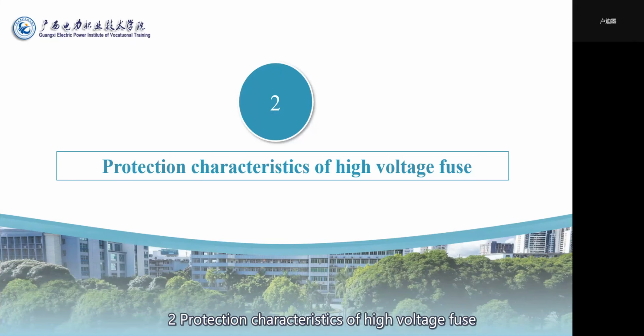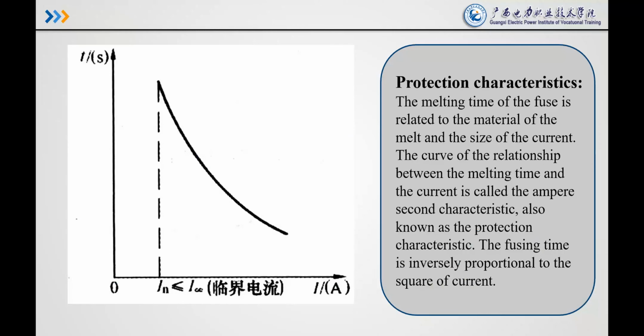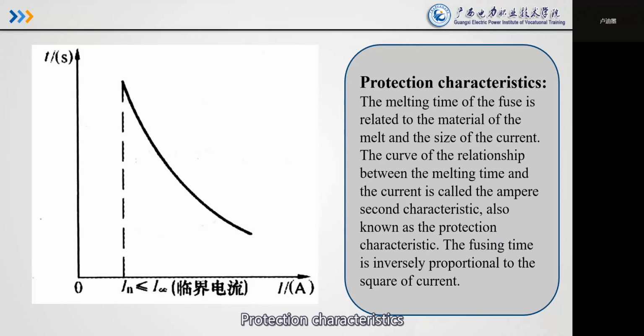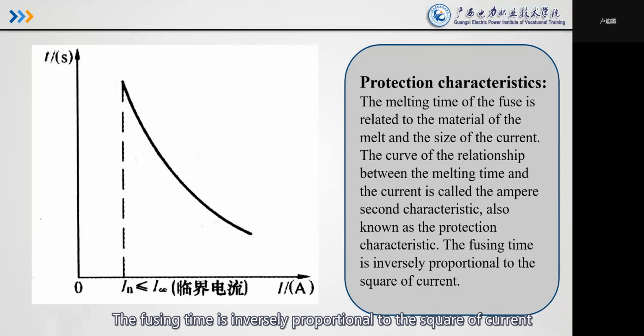2. Protection characteristics of high voltage fuses. The melting time of the fuse is related to the material of the melt and the size of the current. The curve of the relationship between the melting time and current is called the ampere-second characteristic, also known as the protection characteristic. The fusing time is inversely proportional to the square of the current.